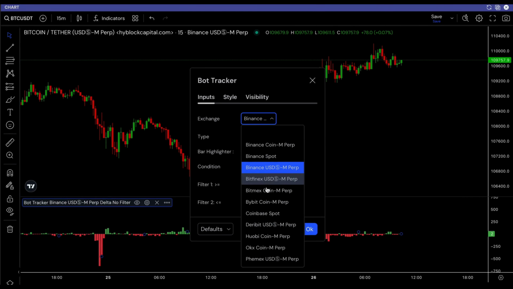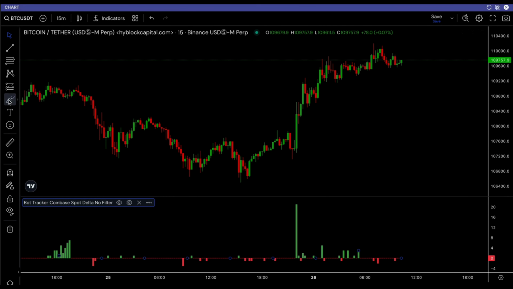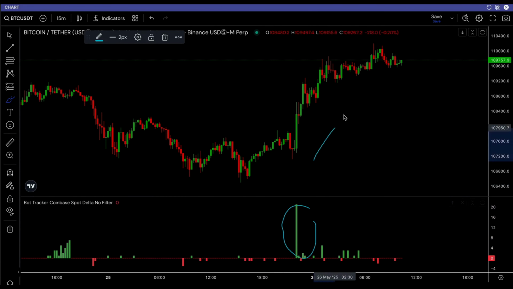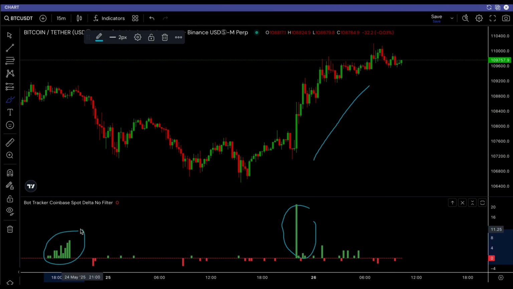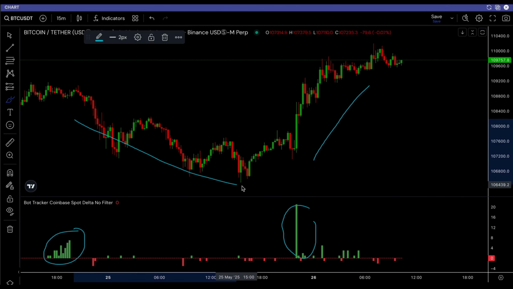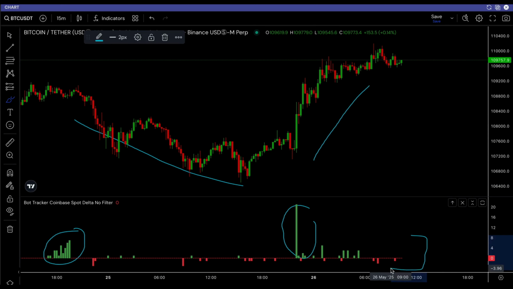Now switch to Coinbase. There's a buy bot spike just before the recent uptrend, but if you look further back, not every buy signal held up. Also, the bot activity here is much lower compared to Binance, and that's an important observation. Higher bot activity equals higher significance. More bots usually means more volume is in play, which can make those signals more reliable.